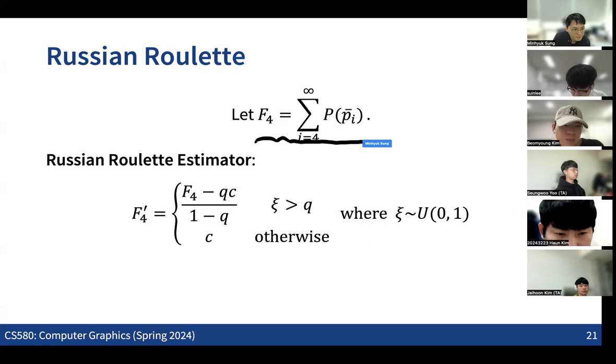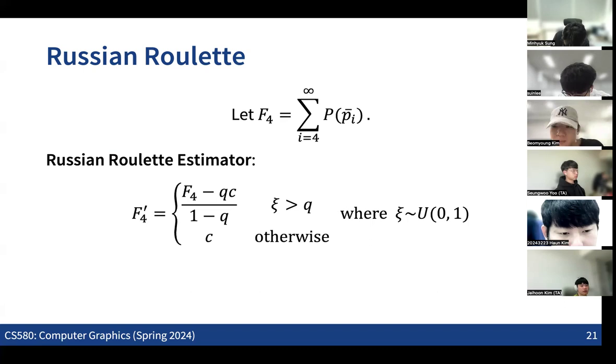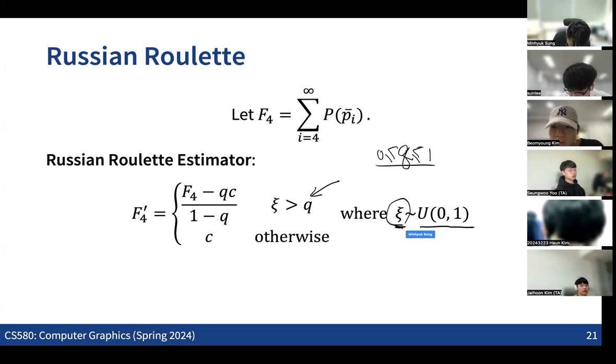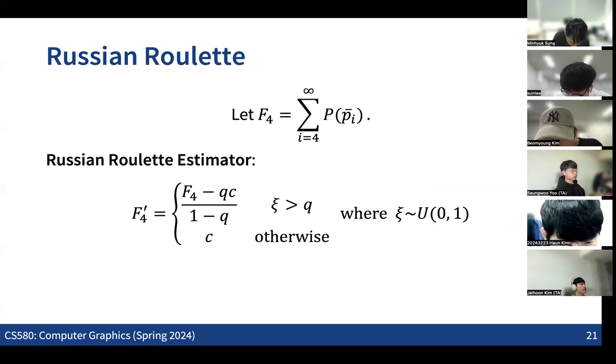Here, what we are going to do is define a new estimator, which is defined like this. We draw a sample from the uniform distribution in the range from 0 to 1. We also have a threshold parameter, Q, which should be in the range from 0 to 1. If the sample has a value greater than the threshold that we set, then we have this quantity as the output. Otherwise, we have a constant value as the output of the estimator. So we have two parameters: one is Q and the other is C.